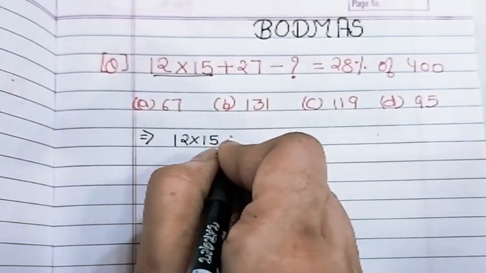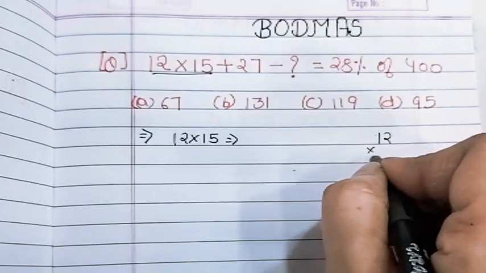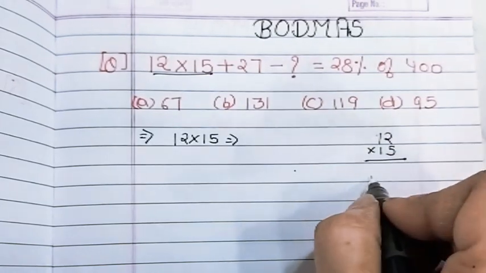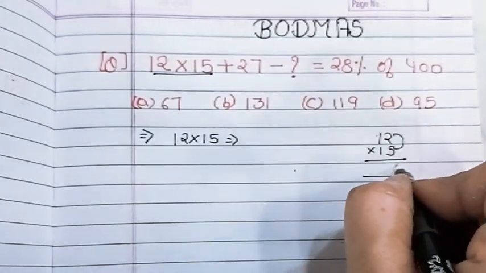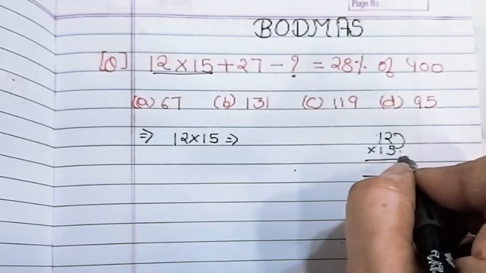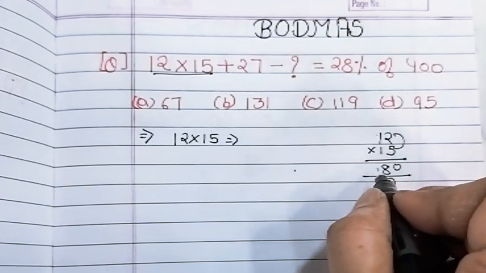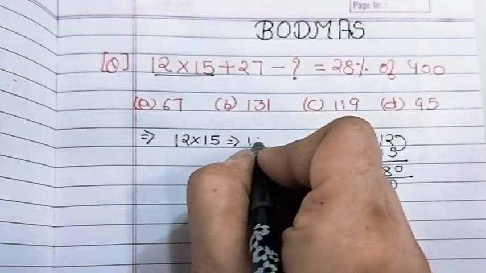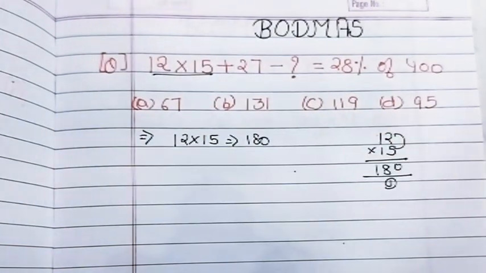Now you can use Vedic math crisscross multiplication. For any two random digits you can use it and you will get the answer in just one line. 5 2s are 10, 1 will be carry over, 5 into 1 is 5 and 1 into 2 is 2. 5 plus 2 is 7, plus 1 is 8, 1 into 1 that is 1. So the answer is 180, and after that you have to add.